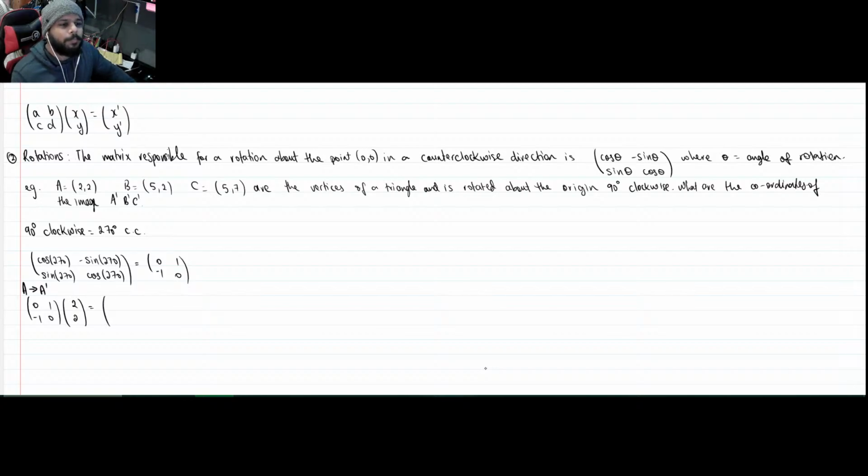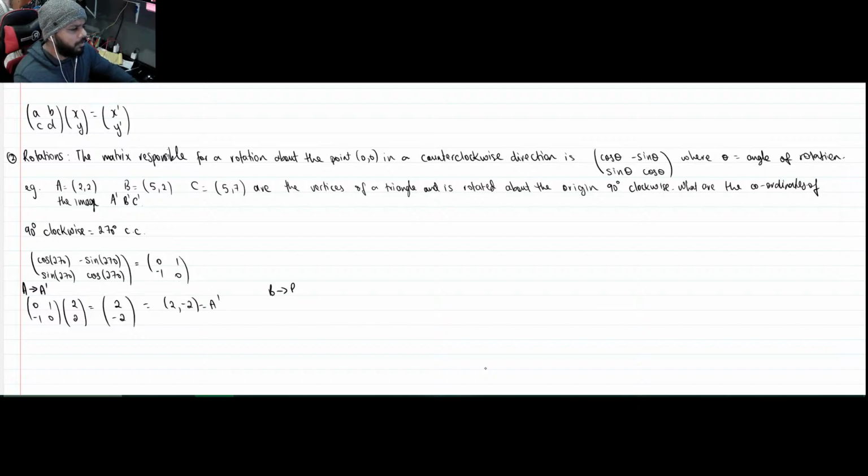And like I said, go to my videos and you will see how to multiply these things very easily. This will be 0 by 2 plus 1 by 2, I get 2, minus 1 by 2 plus 0 by 2, I get negative 2. Convert this back to coordinate form. This is 2, negative 2, which is the coordinates of A prime.